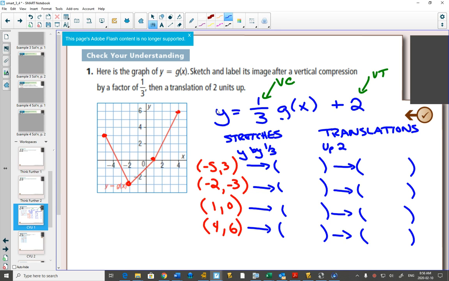That's going to go up 2. So doing things simply to begin with, y by 1/3, well, I'm going to have this point, this point, this point, and this point.